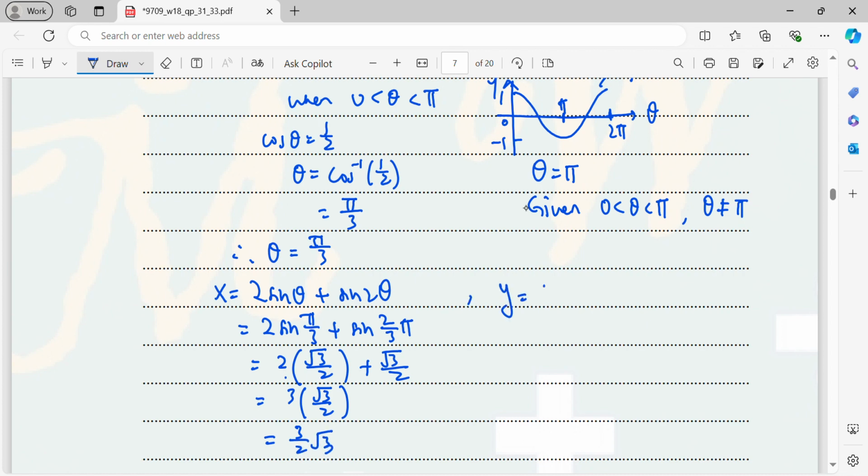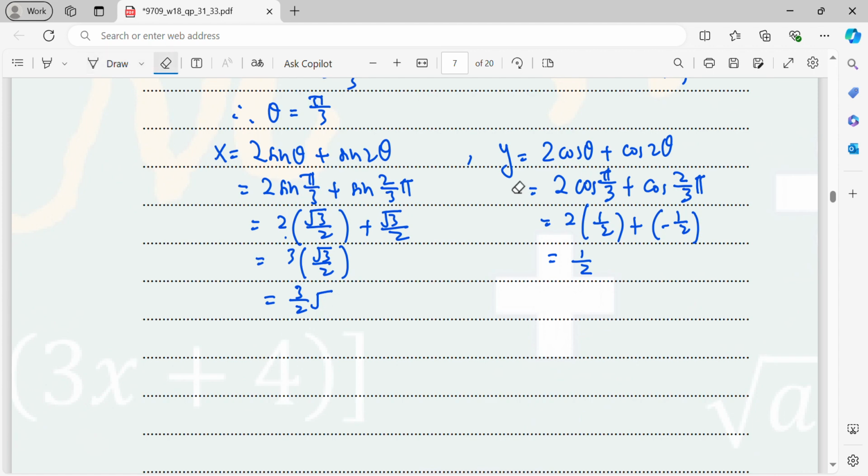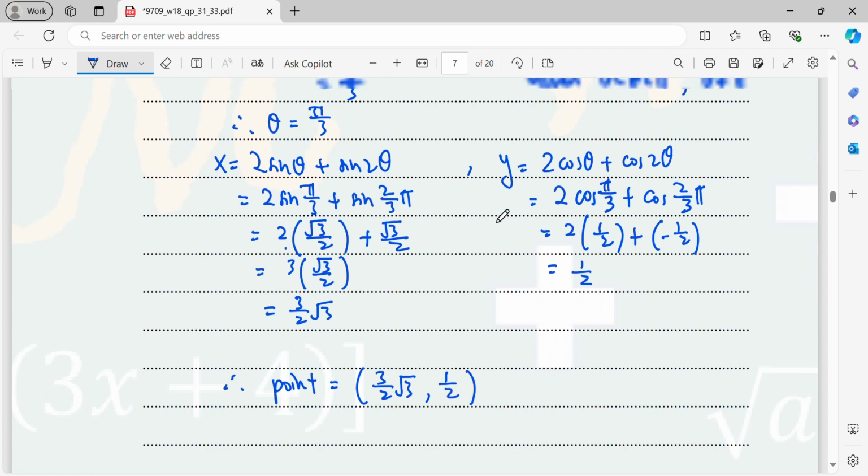Now, my y value is 2 cos theta plus cos 2 theta. And again, replace the theta by pi over 3. So, cos pi over 3 is basically half. Cos 2 pi over 3 is negative half because that is in the second quadrant, so it's negative for the cos. So, let's end up with 1 minus half. That is half. That means now I'm getting the point with coordinates 3 over 2 square root 3, and half. That's the solution of this question.